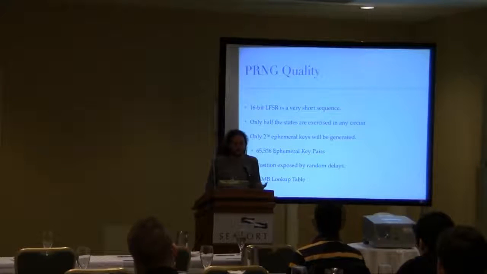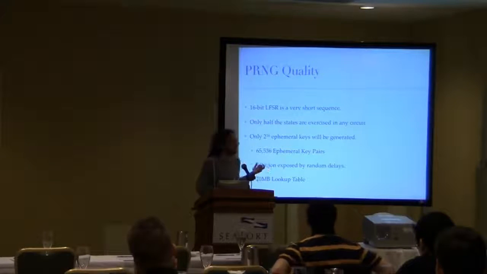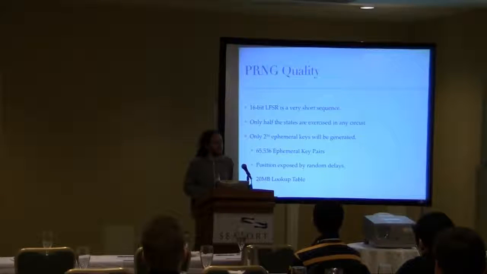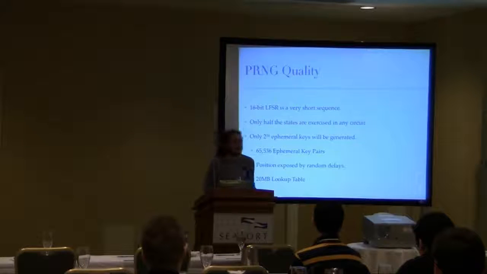The position is exposed by random backoff delays. So if this were the 1980s and you were doing this on a Commodore 64 and you couldn't afford to keep a 20 megabyte lookup table because you didn't want to waste your RAID array on it, you could instead figure out where it is within the random number generator by watching for random backoff delays.